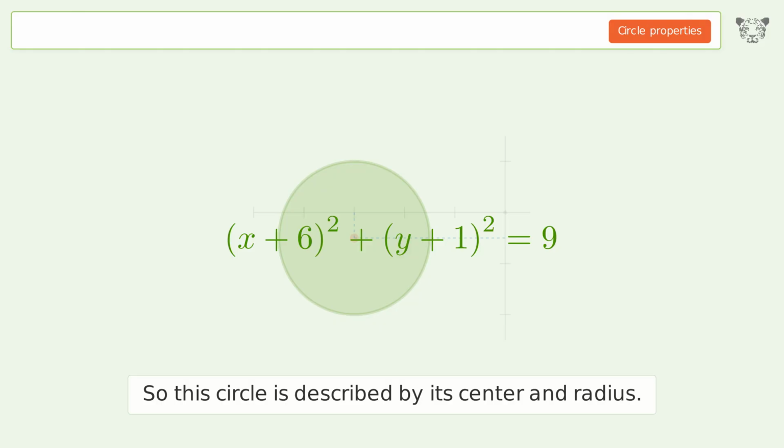Now we derive the related properties from the radius. The diameter is 2 radii across, 2 times 3 equals 6. The circumference is 2 pi r, 2 times pi times 3 equals 6 pi. The area is pi r squared, pi times 3 squared equals 9 pi. So this circle is described by its center and radius.